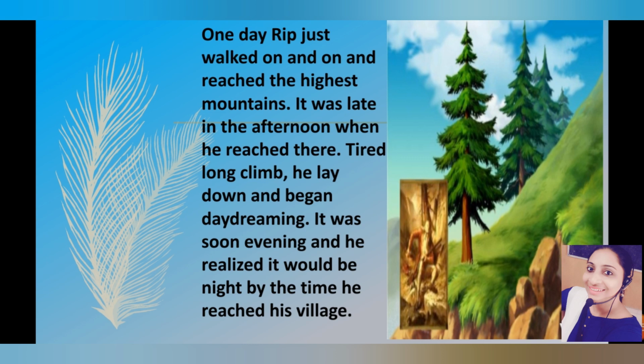So here, one day what happened? Rip just walked on, and he reached the highest part of the mountain. When he reached there, it was late in the afternoon. So he lay down and started daydreaming. Daydreaming is what, children? When you dream with your open eyes. When you think about something nice, that is daydreaming. So he started daydreaming, and it was soon evening.